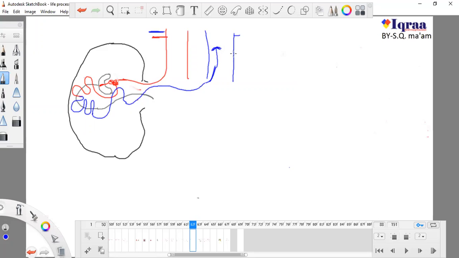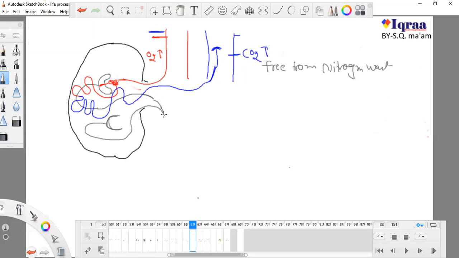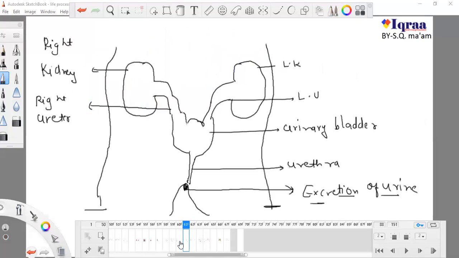Why will it go to the heart? Because now it is CO2 rich. When it entered, it was oxygen rich. Though it is CO2 rich, it is definitely free from nitrogen waste. The same thing occurs in each and every kidney. There are so many nephrons, and these nephrons aggregate, as I have drawn.